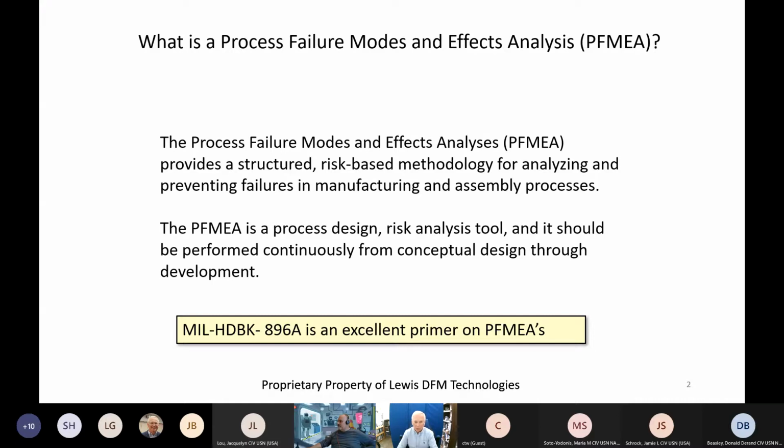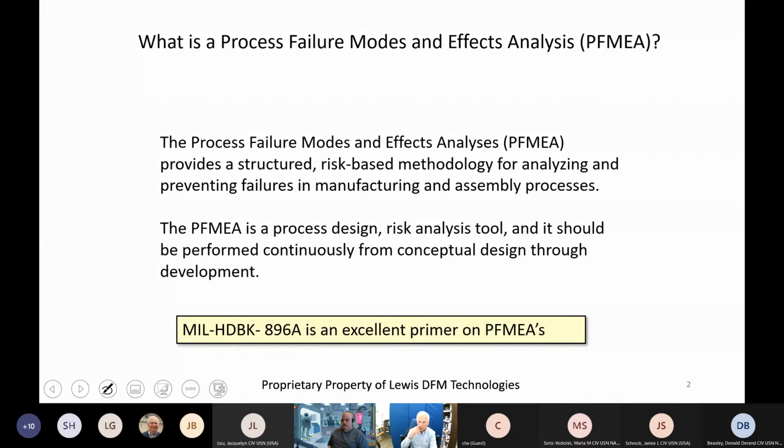So a PFMEA is directly manufacturing and process related. We have other kinds of FMEAs, and we'll talk about that in a few minutes, but this is a process and manufacturing related only FMEA. And so we need to get you familiar with the FMEA process and then apply it uniquely to processes. So the PFMEA is a process design risk analysis tool, and it should be performed continuously from conceptual design through development. And so we've got some additional PFMEAs that we're going to relate to here in just a minute.